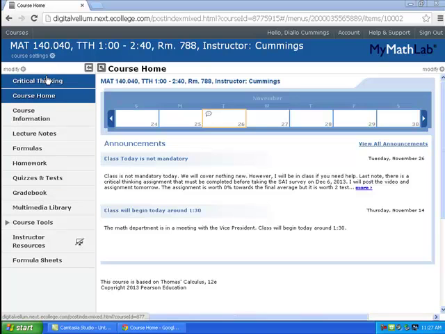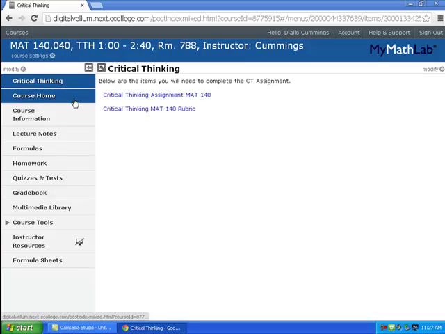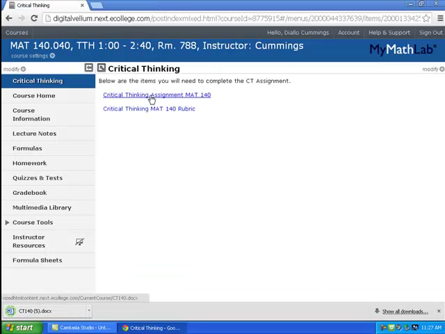If you'll look at the course, you'll notice that I've added a critical thinking assignment tab. And if you click on that tab, you'll see the 2 assignments that are needed for the critical thinking assignment. We'll see that there's a critical thinking assignment and there's also a rubric which is used to grade the critical thinking assignment. And we'll cover both of these in this video. First, let's take a look at the critical thinking assignment.